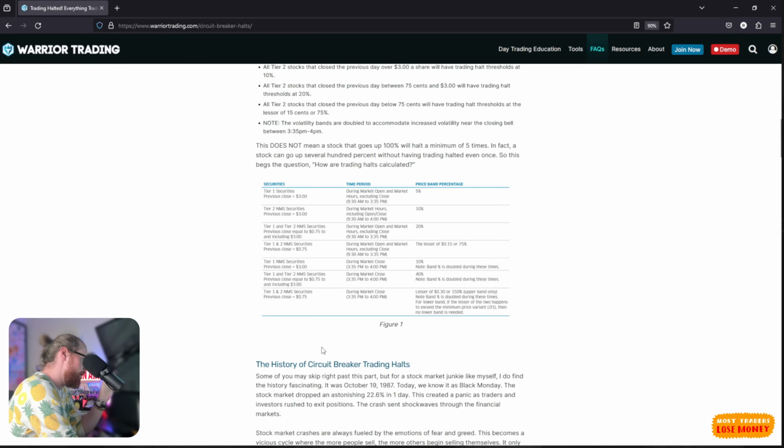And what you'll notice is that stocks below 75 cents right here will halt every 15 cents. So a stock where the previous close is less than 75 cents will halt every 15 cents. And those halt levels begin at 9:30 a.m. and continue until 3:35 p.m. At 3:35 p.m., the halt bands double. So we go from 15 cents to 30 cents. And that did happen today at 3:35 as we went into the close. The halt bands doubled to 30 cents.